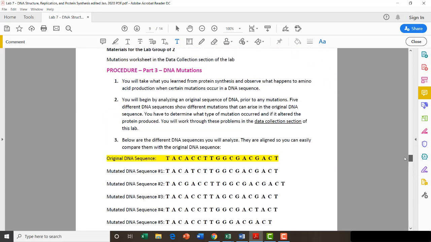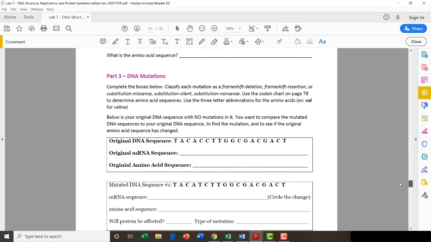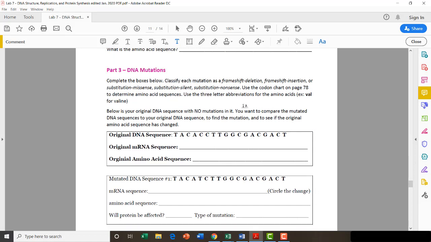Okay, so now that we have that information, we can go on and work on our DNA mutations. So let's go to the work part of it here, okay? So here is the original DNA sequence. This is how it's supposed to normally be. We're going to find, just like before, our mRNA sequence and the amino acid sequence. That is the first step.